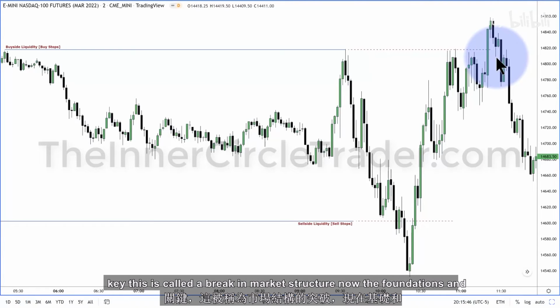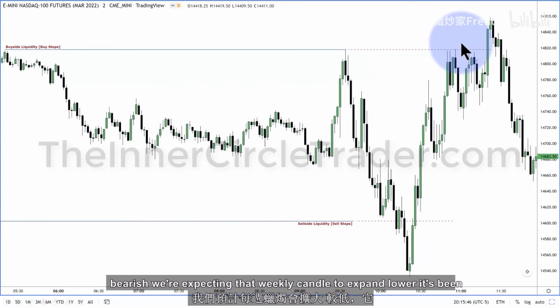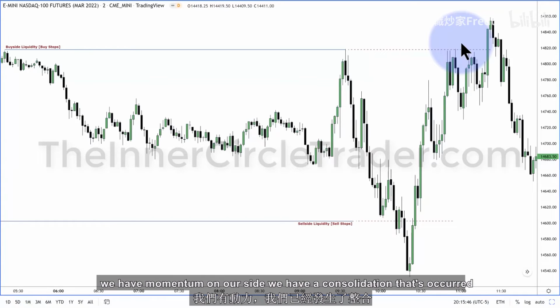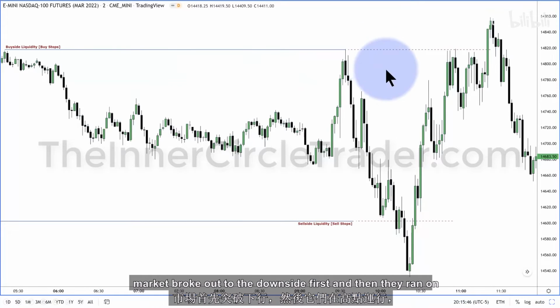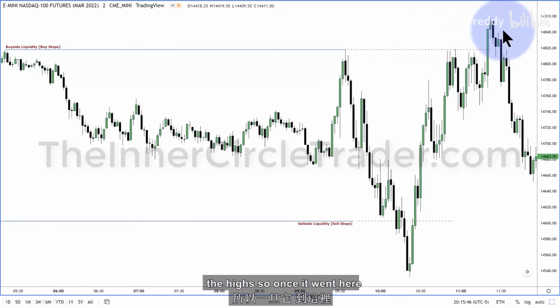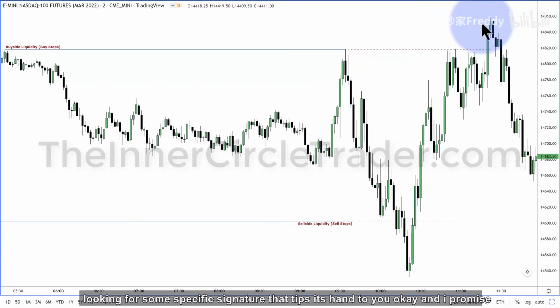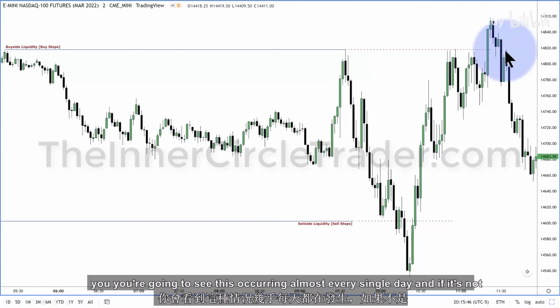Now, the foundation and underlying framework is we're in a market that's what? Weekly bearish. We're expecting that weekly candle to expand lower. It's been expanding all week. So we have momentum on our side. We have a consolidation that's occurred, and we had a pool of liquidity engineered with these relative equal highs, and the market broke out to the downside first, and then they ran the highs. So once it went here, we don't rush in there and just go short because it went above the old highs. We're looking for some specific signature that tips its hand to you, okay? And I promise you, when you start going through your charts, and it's going to be homework for you, you're going to see this occurring almost every single day.